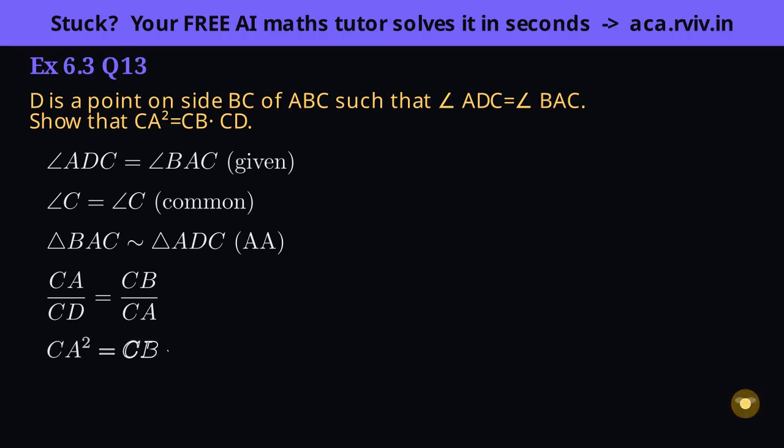Cross-multiplying puts CA times CA on one side. In sight, a square equals product result almost always comes from a similarity ratio where one length appears on both sides.